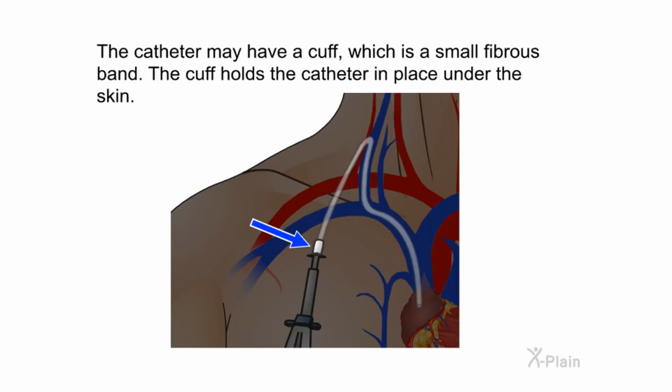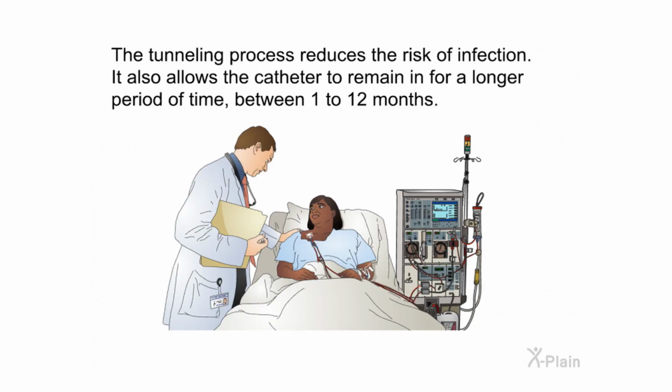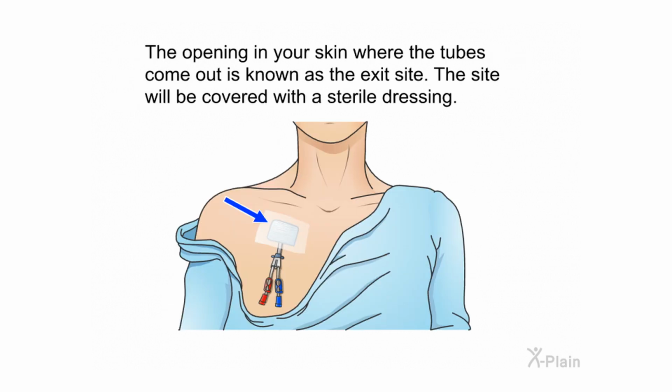The catheter may have a cuff, which is a small fibrous band. The cuff holds the catheter in place under the skin. The tunneling process reduces the risk of infection. It also allows the catheter to remain in for a longer period of time, between 1 to 12 months. The opening in your skin where the tubes come out is known as the exit site. The site will be covered with a sterile dressing.